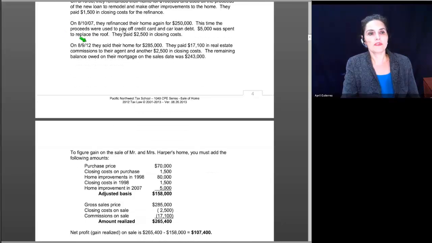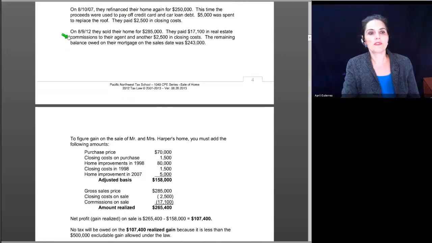Then we have the refinance where money was really spent on other things. It wasn't spent on the home for the most part. But we do have $5,000 that was spent on the home. So we will add the $5,000 to the basis of the home, but really not the closing costs because they're not incidental to the home improvement. They were really for another purpose, which is to get money to pay off other kinds of debt.